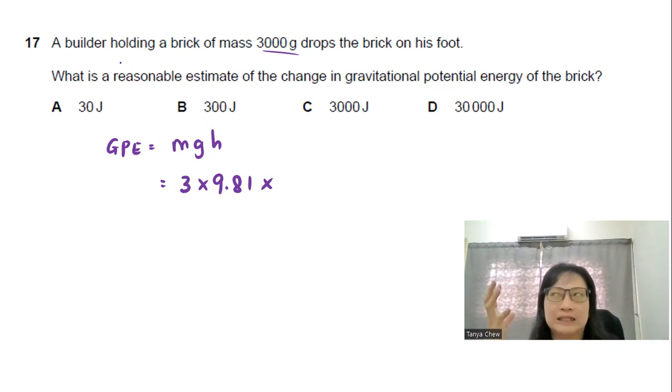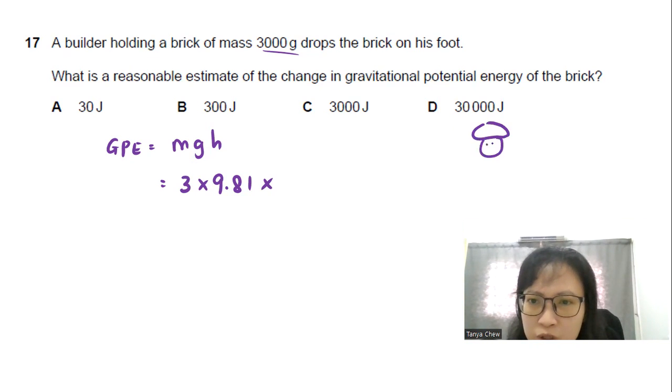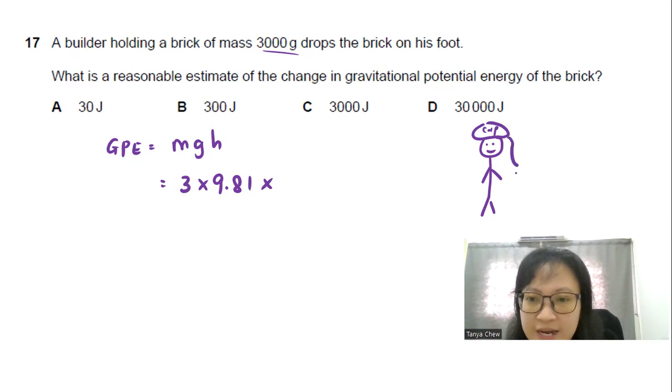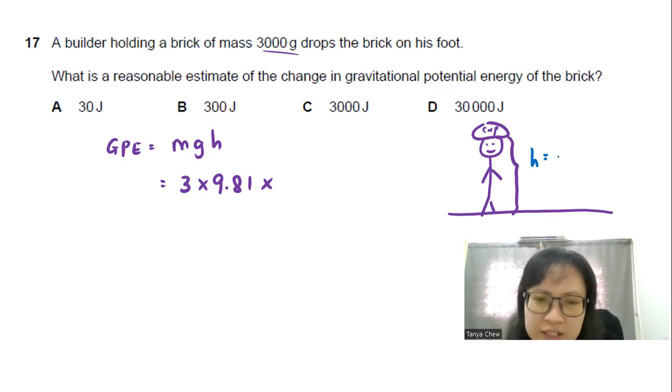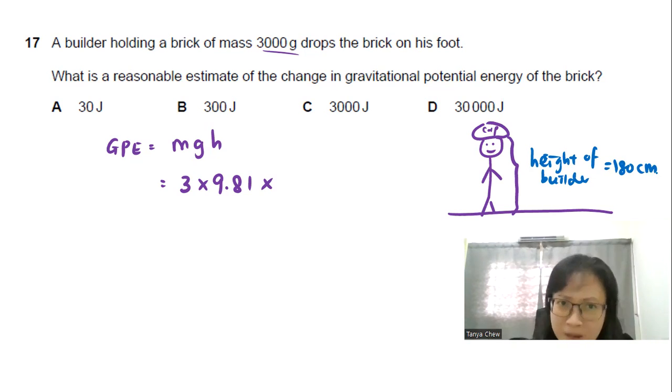So I have to make a good, reasonable estimation here. I just imagine a builder. Can I say the height of a builder? I am not good at drawing, so I hope you can forgive me. So let's say this is a cap, a safety cap worn by the builder. The builder is standing on the ground. This is the height of a builder. Maybe it's about 180 cm. That is a normal height of a healthy guy, maybe.